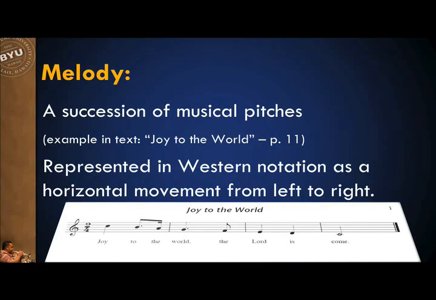Melody is a succession of musical pitches. In Western notation, that's represented by the 5 lines and 4 spaces of the staff. We have an example here that's very familiar to many people across the world, the Christmas carol Joy to the World. As you look at this example, you can see that melody is represented in Western notation as a horizontal movement from left to right. As you go through, Joy to the world, the Lord is come, you can see those notes moving from left to right on the musical score. So this is the idea of melody, one pitch after another.